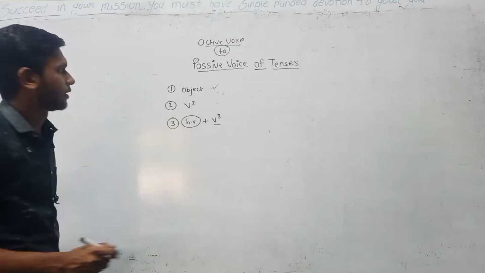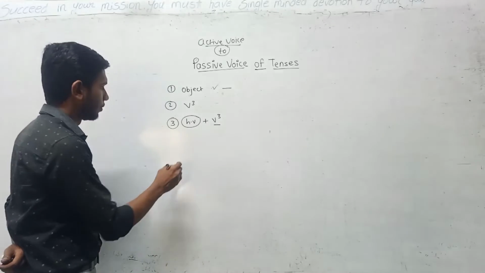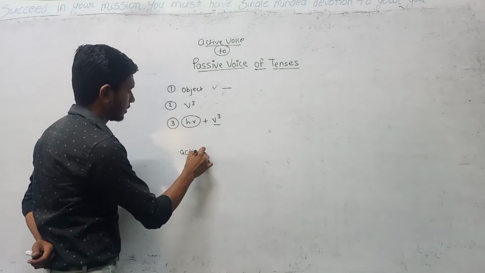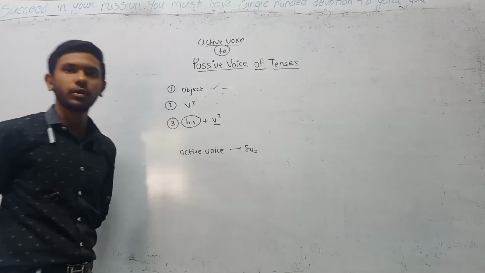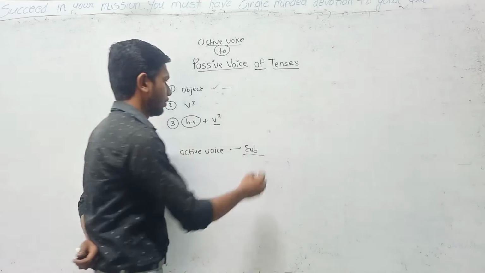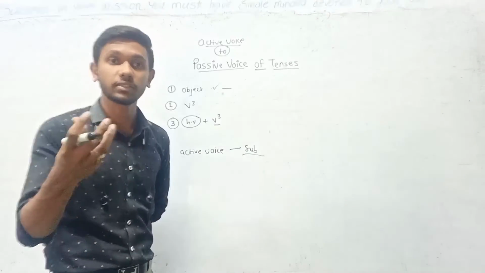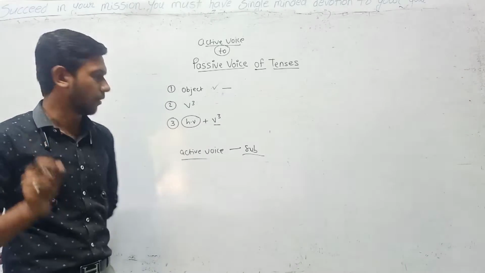While making passive voice, the sentence will always start with the object. As we all know, in active voice sentences, the sentence always starts with the subject, which means more importance is given to the subject. If we do any action, the person who is doing the action is known as the subject. And in active voice, the sentence will always begin with the subject.